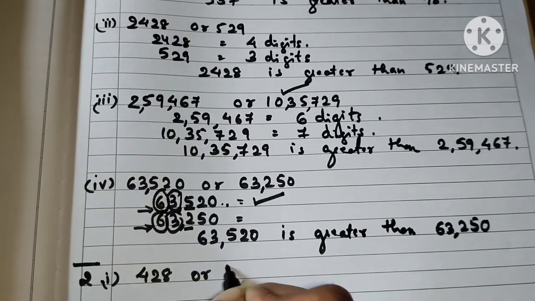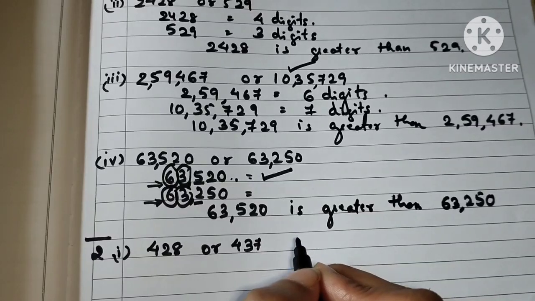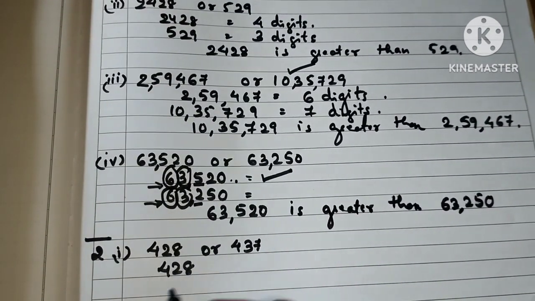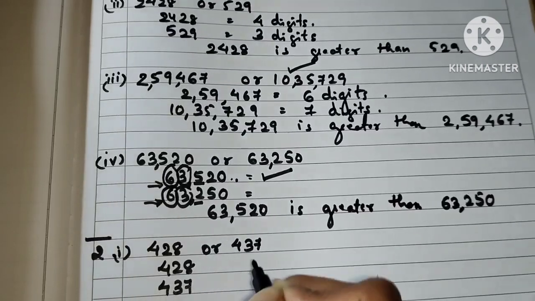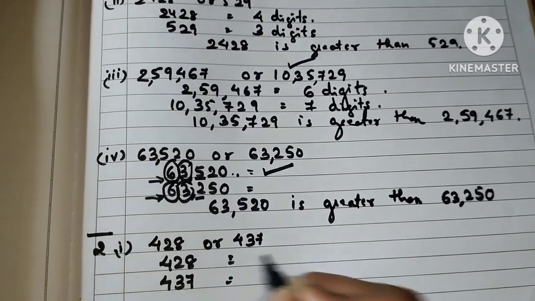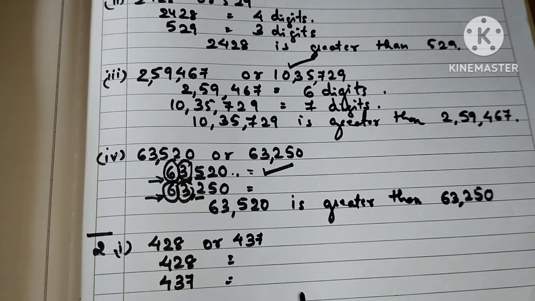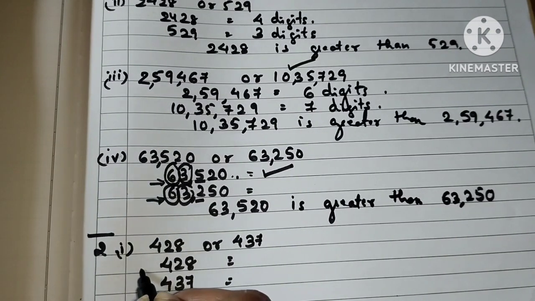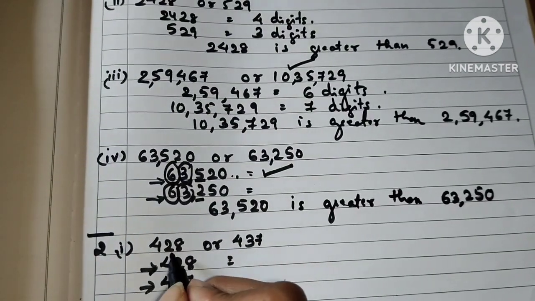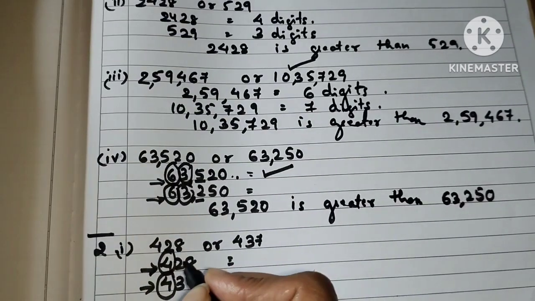428 or 437. Okay, what I told, the first rule we have to compare. We have to count the number of digits, isn't it? Here 428 and 437, isn't it? Both have the same number of digits. So what does the second rule say? We have to compare the leftmost first digit, 4 and 4. If it is the same number, go to the second digit. Move on to the second digit.